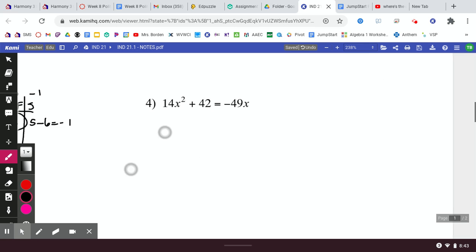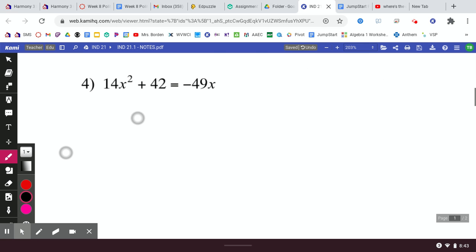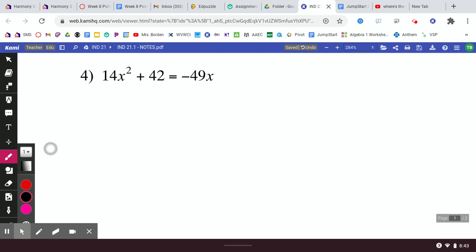All right, so now let's write this one down just as it is, and then we'll talk about that first step that we have to look at.